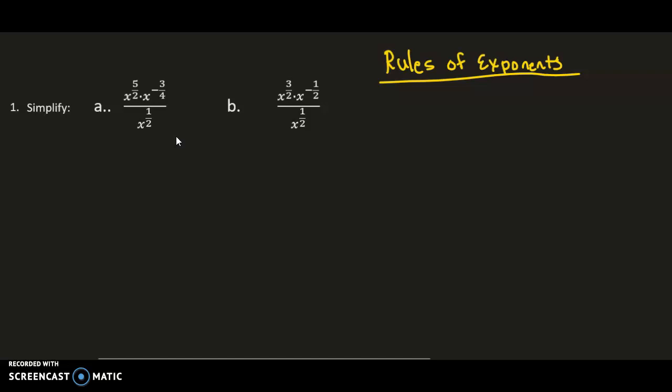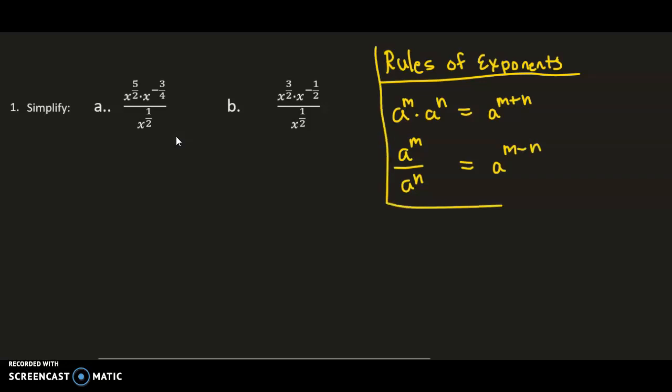If you have the same base, like for example if you have a raised to the m times a raised to the n, same base, you just add the exponents. Similarly, if you divide the two, you subtract the exponents. And so we'll use these rules to simplify these expressions.